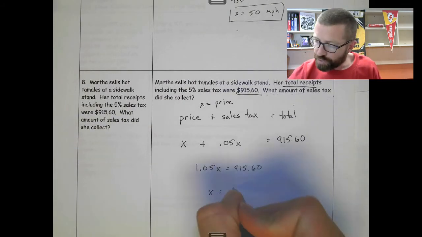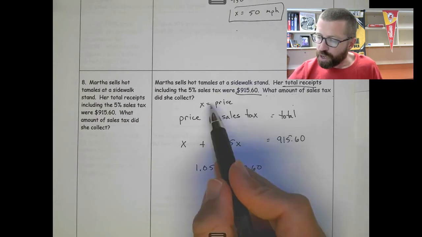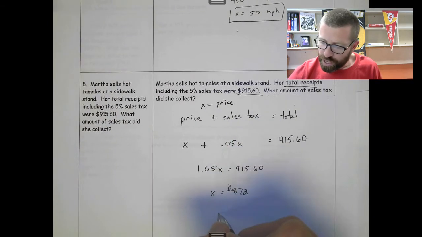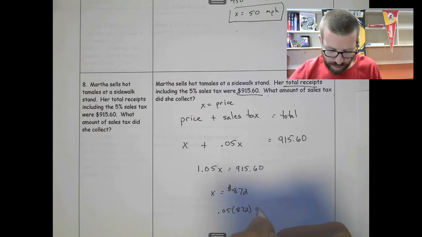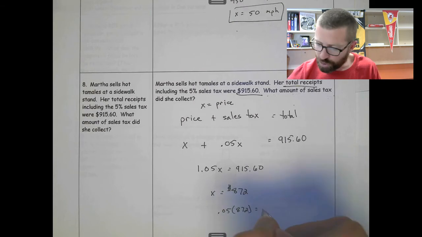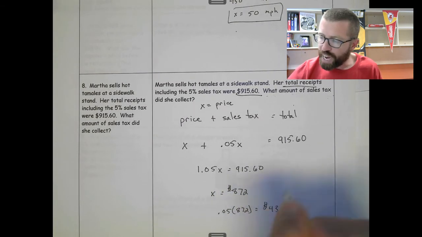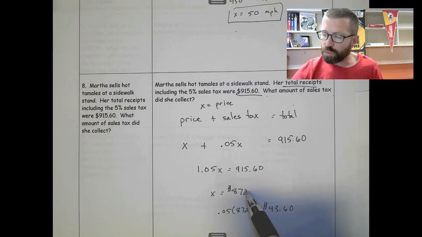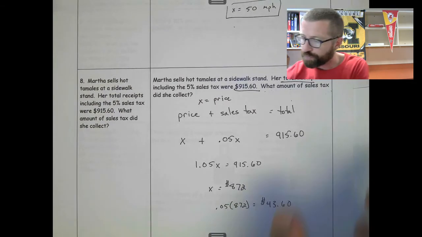So 872 is the price. That's X. So if I take that times 0.05, then I can find the actual sales tax, which was $43.60. And you could subtract too. You could subtract the total minus this price, and that's what's left for sales tax also.